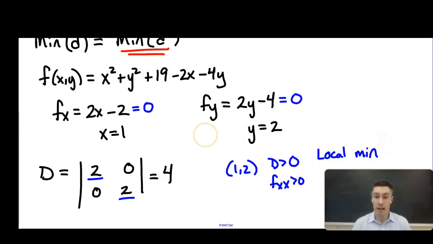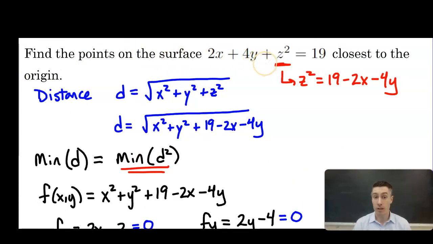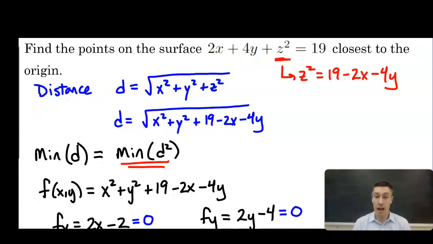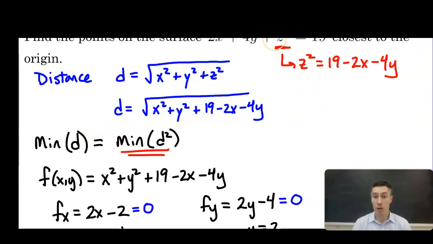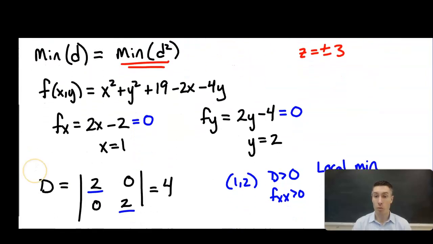Now the only thing that we're missing, right, we've confirmed that the point 1, 2 will give us the points that are closest to the origin. We need points on the surface. Right? That's the only part we're missing. Find the points on the surface. That means we need a z coordinate as well. So all of our work really was in finding the x and y coordinates of the points on the surface that were closest to the origin. And now our last step, which is an additional step, we can go into our equation here. So z squared equals 19 minus 2 minus 8, since the point was 1, 2. So z squared equals 9, z equals plus or minus 3. So the points we're looking for that answer the actual question would be the points 1, 2, 3, and 1, 2, negative 3.